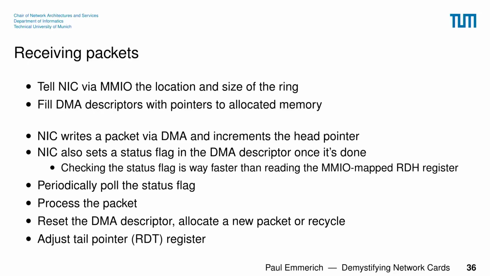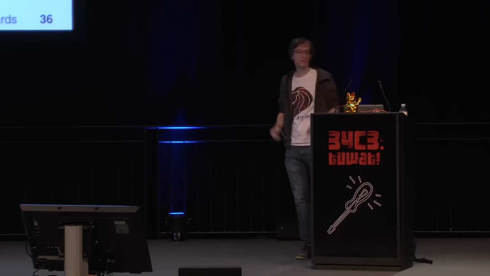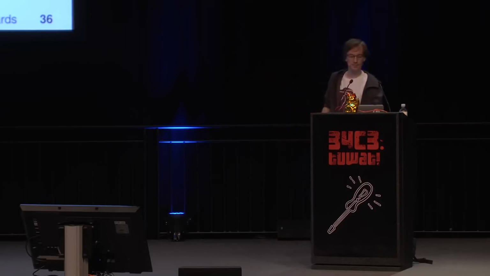We process the packet or do whatever, then we reset the DMA descriptor. We can either recycle the old packet or allocate a new one, and reset the ready flag on the status register, and we adjust the tail pointer register to tell the network card that we are done with this. We don't have to do that every time because we don't have to keep the queue 100% utilized. We can only update the tail pointer like every 100 packets or so, and then that's not a performance problem.